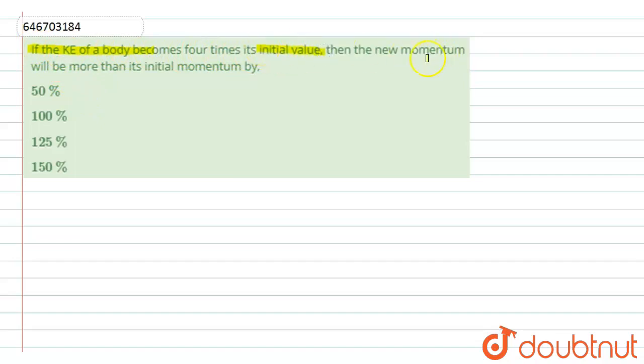Hello students, so the question is, if kinetic energy of a body becomes 4 times its initial value, then the new momentum will be more than its initial momentum by. So actually here we have to find a percentage. Okay, so let's see the solution here.